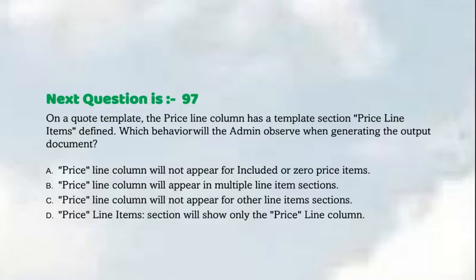Question is on a quote template, the price line column has a template section, price line items, defined. Which behavior will the admin observe when generating the output documents?